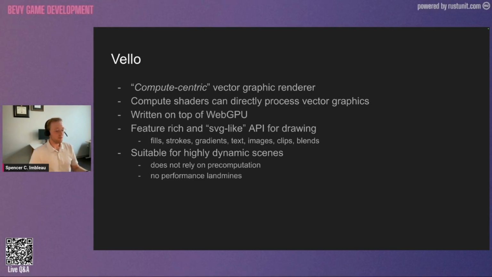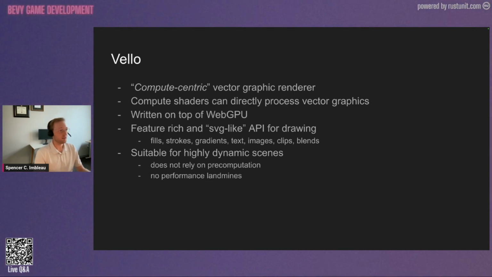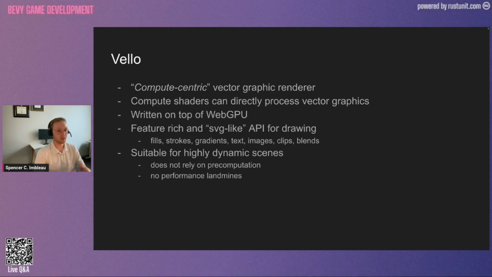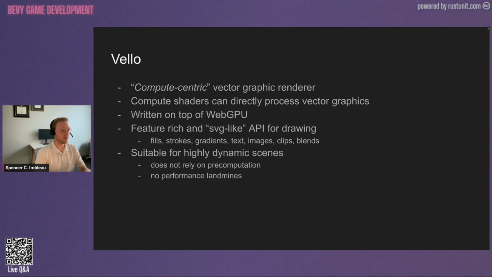So Velo is a vector graphics renderer that has been kind of championed by Google for a few years as a compute-centric vector graphics renderer. And by compute-centric, what we really mean is that we're using compute shaders, which are programs that can do arbitrary compute on the GPU, to directly process the vector graphics.